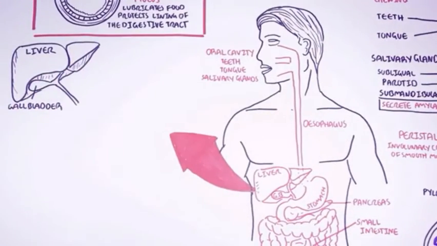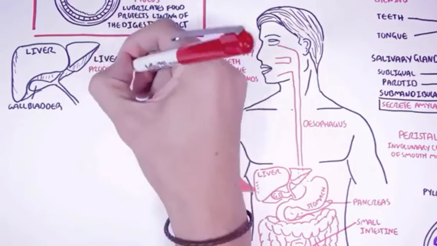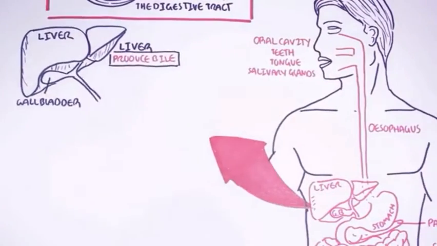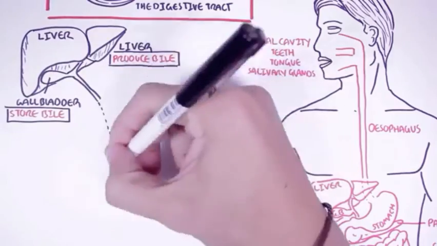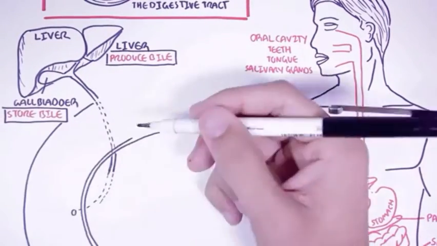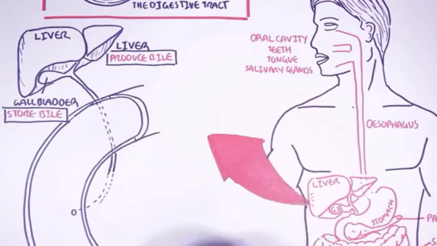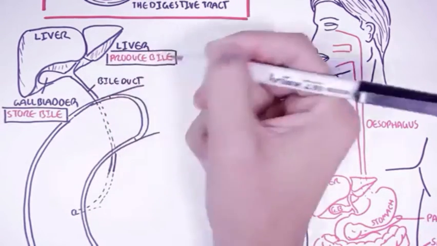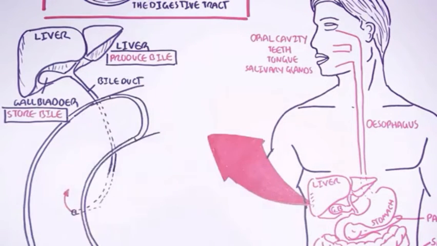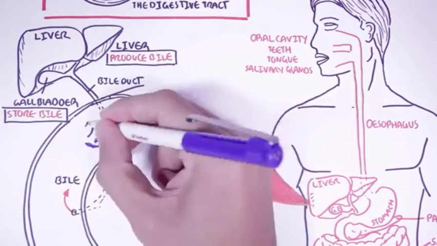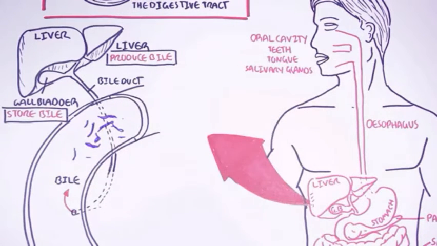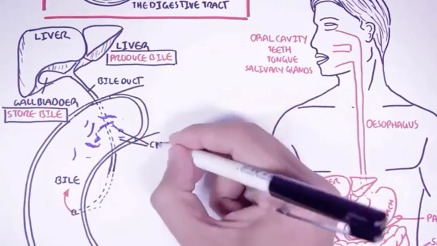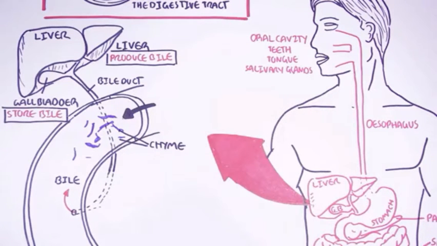The liver produces bile, which has a critical role in lipid digestion. The gallbladder stores the bile, and when needed, the gallbladder will contract and release the bile into the small intestine. So bile will enter the small intestine through the bile duct. So to see where the food is, the chyme is actually coming from the stomach and is here within the small intestine now.